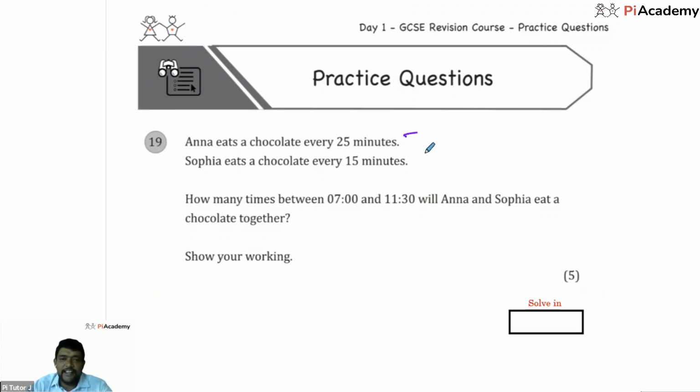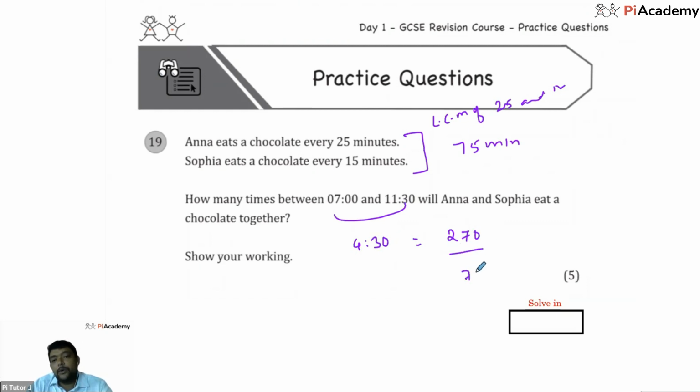Okay, so first let's find the LCM of 25 and 15. It is 75 minutes. Now 7 to 11:30: the difference is 4 hours 30 minutes, which is 270 minutes. 270 divided by 75 will give you 3 point something, so 3.6 or something. So basically, they will eat the chocolate together 3 times. Make sense? Yes, sir. Good.